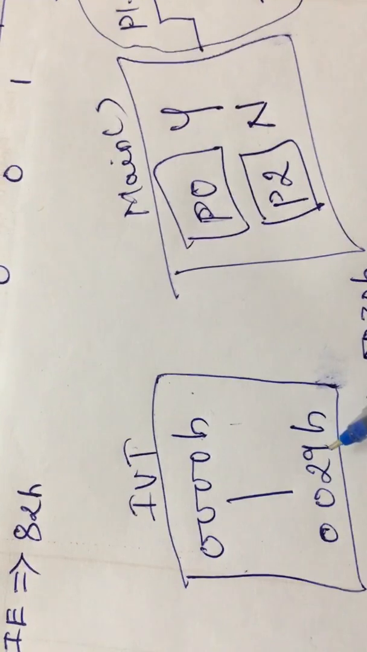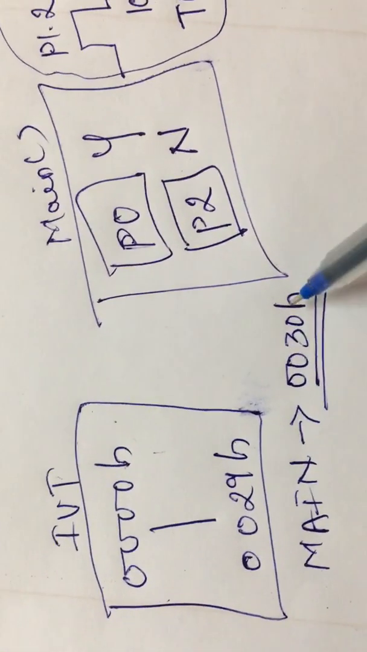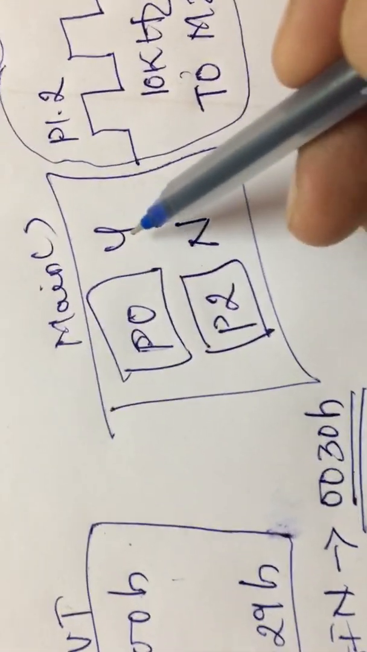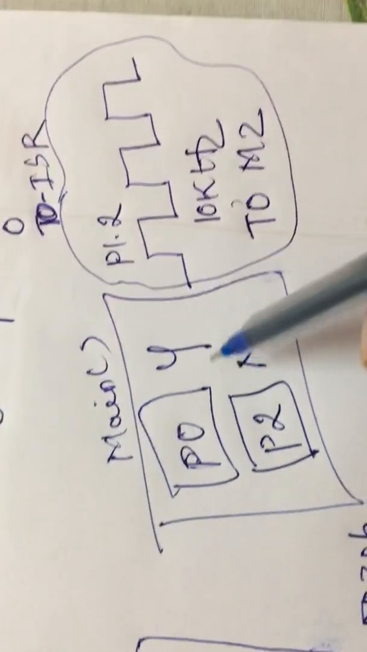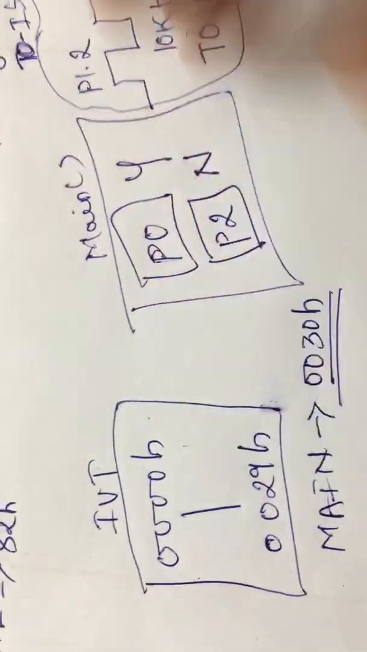And it will end up at 0029H. What is the next location actually? 0030. From this we need to write the main program, right? In the main program we need to write this, and in the timer ISR we need to write the ISR. So how is that to be written? Hope this concept is clear now, right?